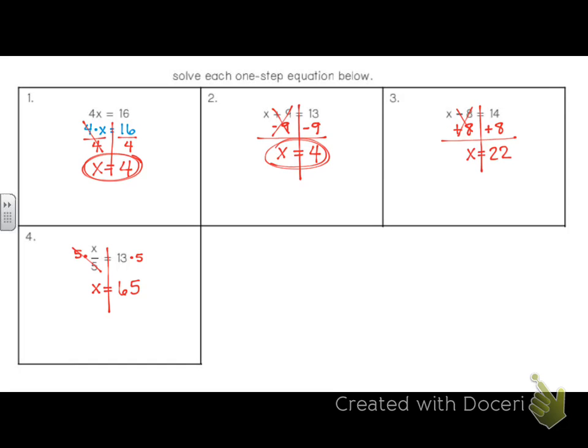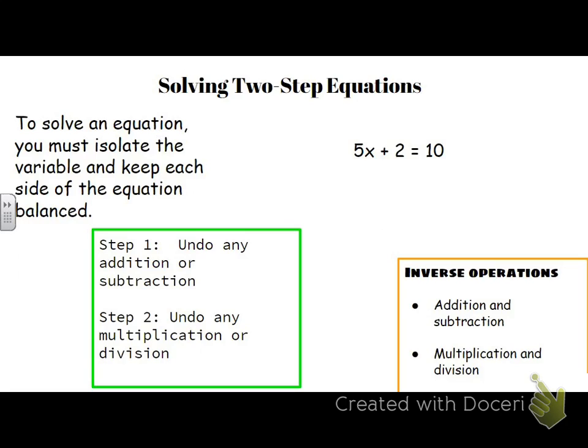And that is how you solve a one-step equation. So that should seem very familiar from 6th grade, because that's what you spent a good bit of time on in 6th grade when you talked about solving equations. So let's move into the 7th grade standards, and that is getting into solving two-step equations.